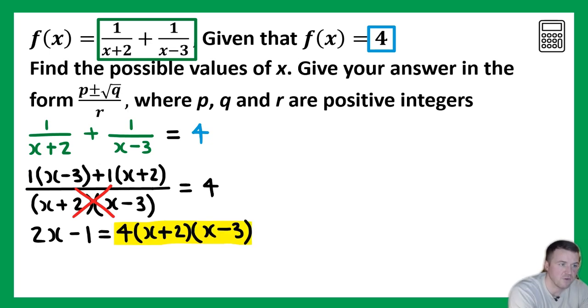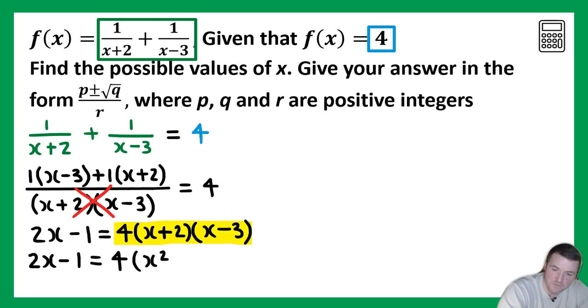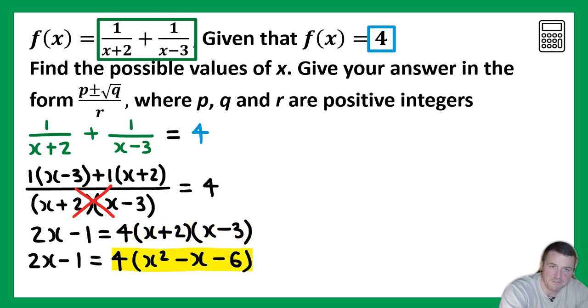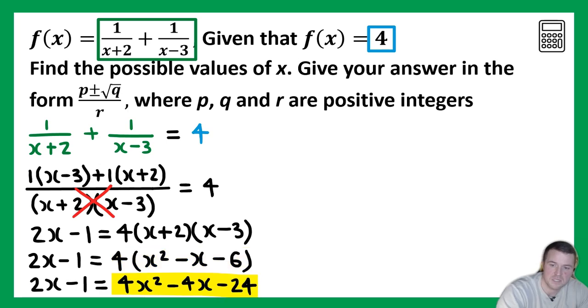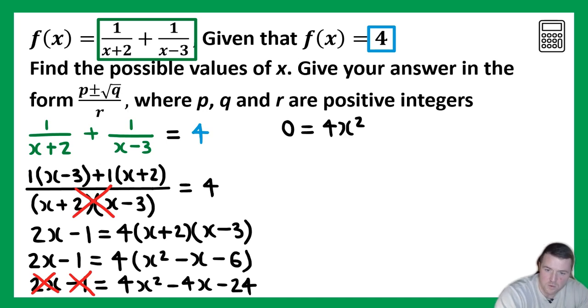I can expand the right hand side of the equation, giving me 4 lots of x squared minus x minus 6, expanding further and multiplying by 4 to give me 4x squared minus 4x minus 24. And I can rearrange into a quadratic equation by moving all terms to one side of the equation and making equal to 0. I'll do this by subtracting 2x from both sides and adding 1 to both sides. 0 is equal to 4x squared minus 6x minus 23.